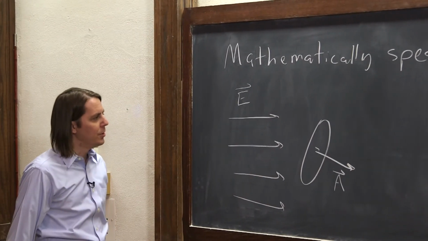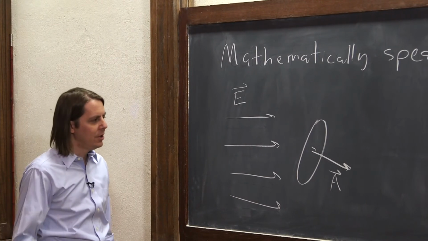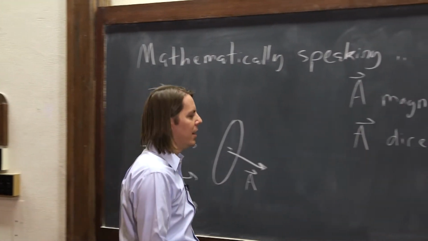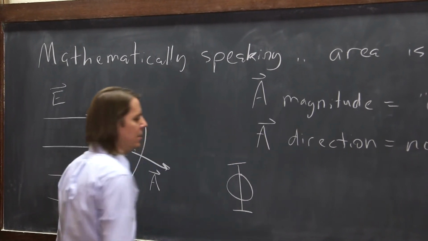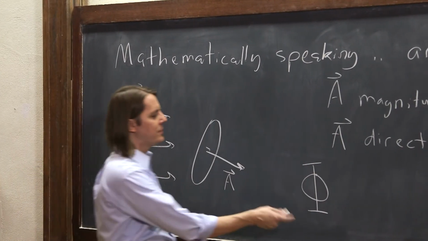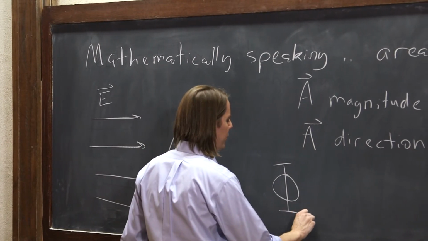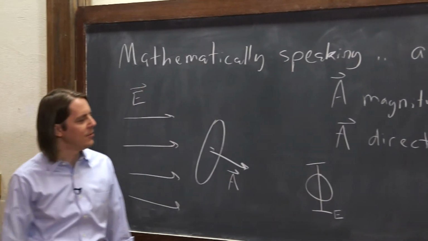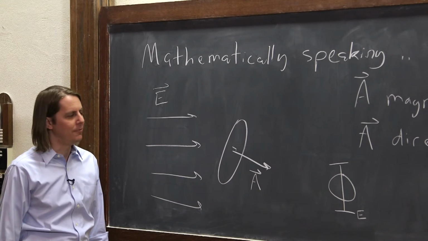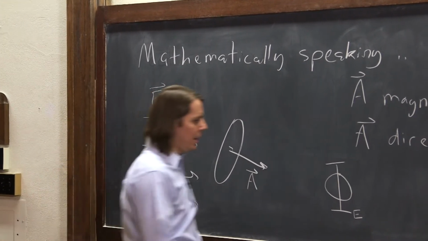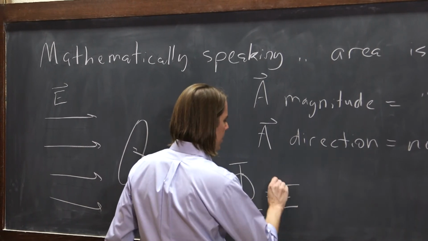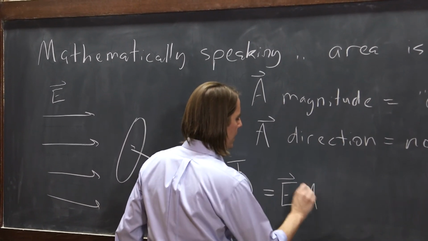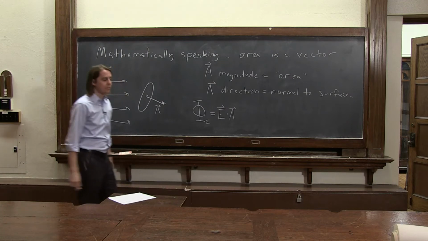So now, if we want to define this flux mathematically, first we give it a symbol. Large phi usually means the flux, and you'll usually put something down here that means the flux of what? In this case, we mean the flux of the electric field, so I'll put phi E. The flux in this case is simply the dot product of the E field and the area vector.